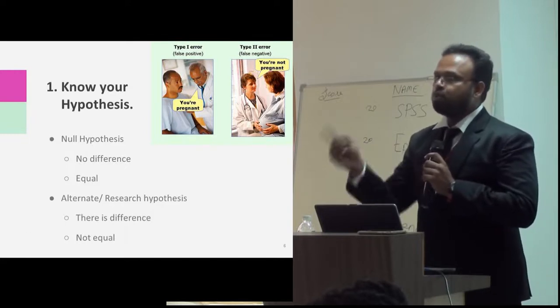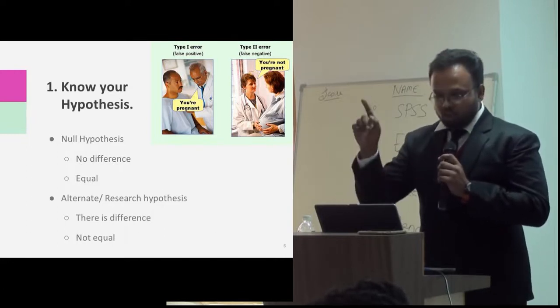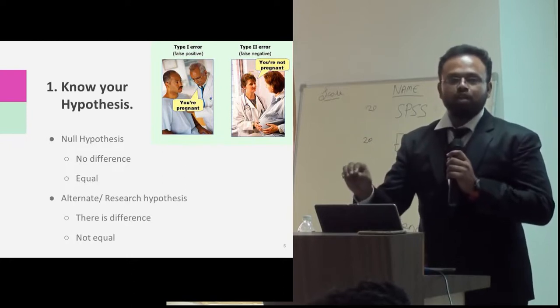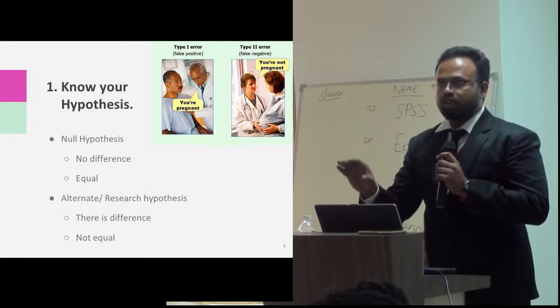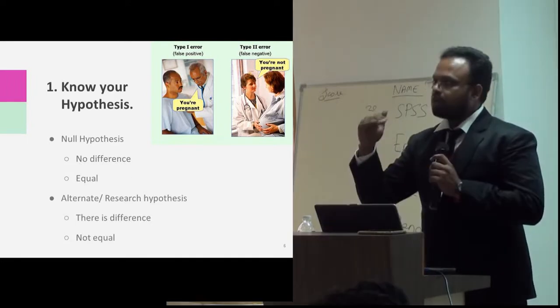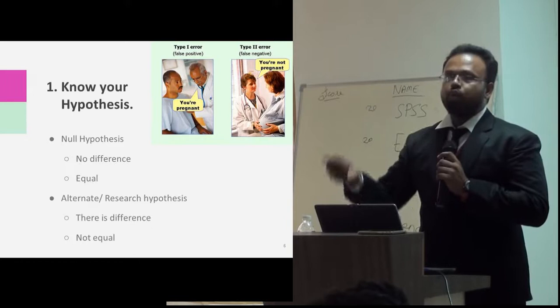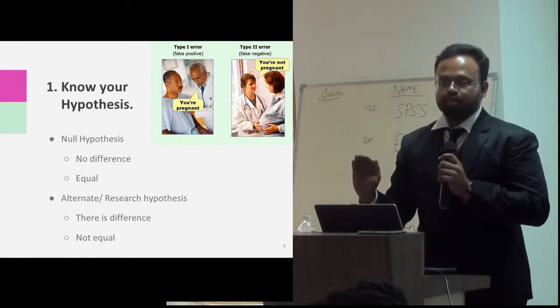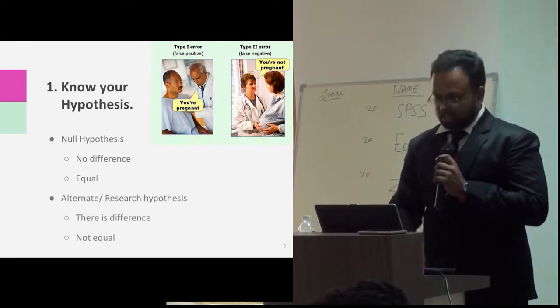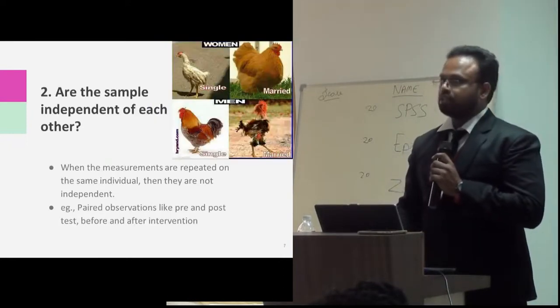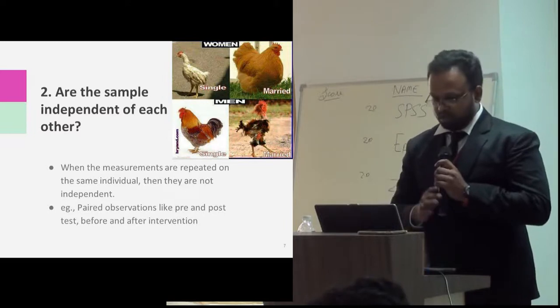You try to disprove the null hypothesis. That is, no difference, they are equal. First year and second year have the same stress level. That is the null hypothesis. You are trying to disprove that, and your hypothesis is your alternate hypothesis, otherwise called the research hypothesis. It says that there is a difference and they are not equal.